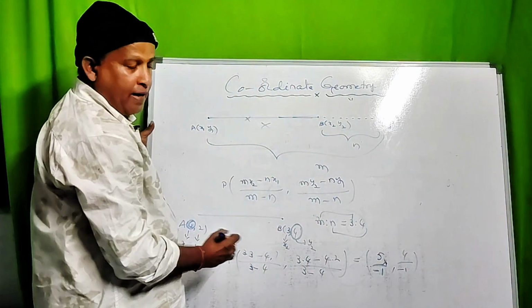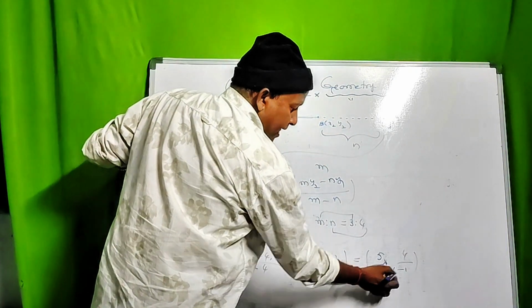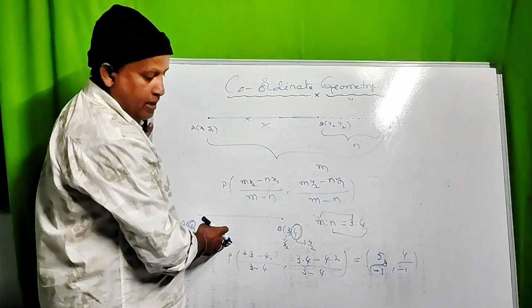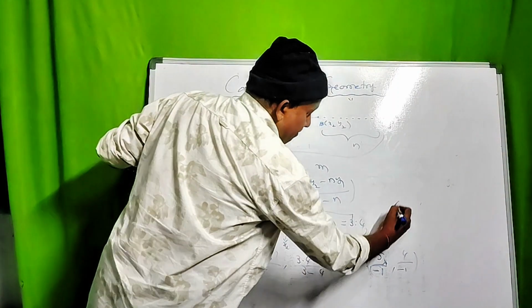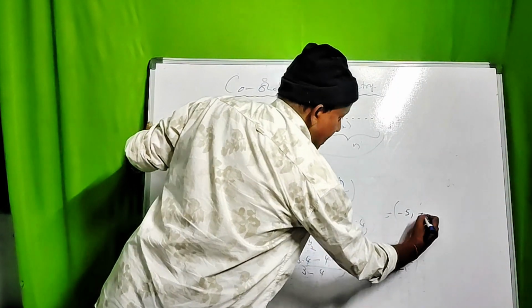But you never write the minus in the denominator. Take these two values to the numerator. The value becomes minus 5 comma minus 4.